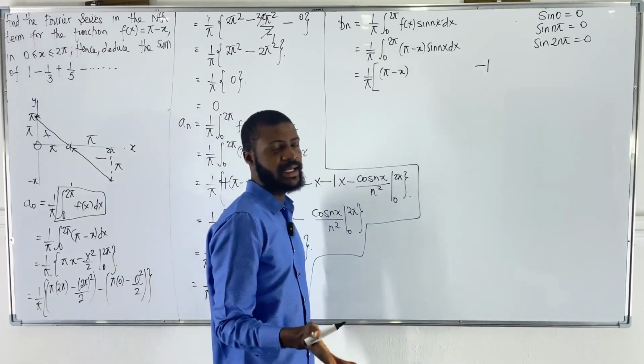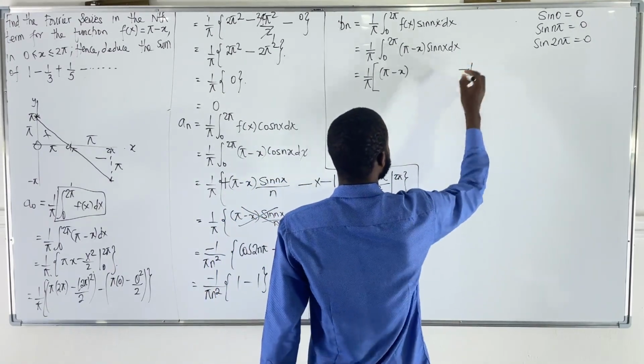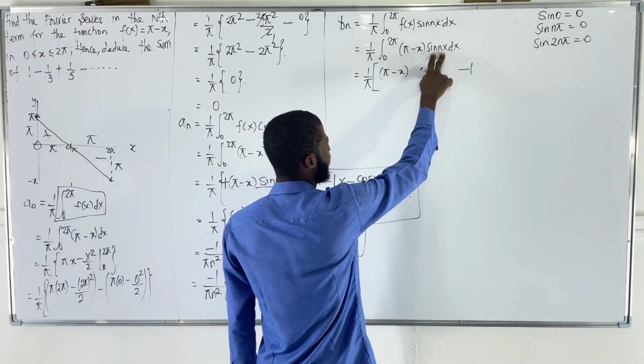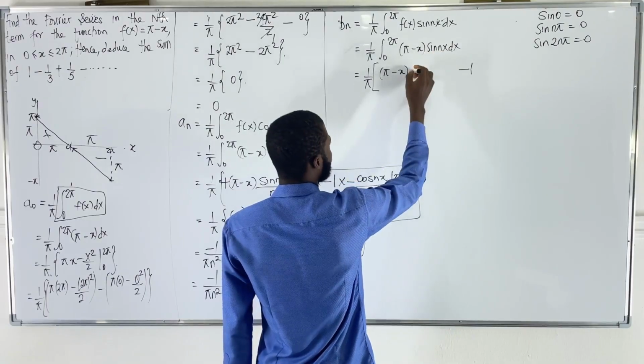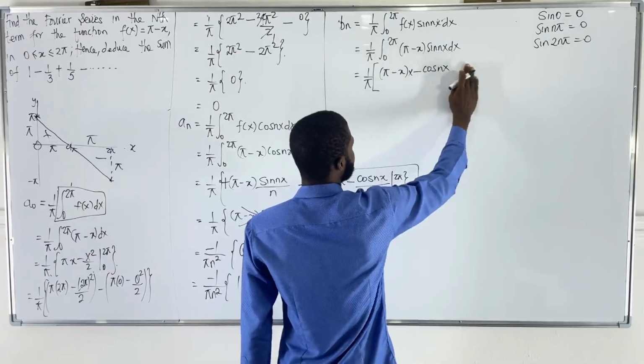But you wouldn't want to write that. You wouldn't want to write 0. So no need for us to write the 0. Just end at minus 1. And this is sine nx. We're going to be integrating sine nx. So integrate sine nx, we're going to get minus cos nx. That's what we're going to be getting.